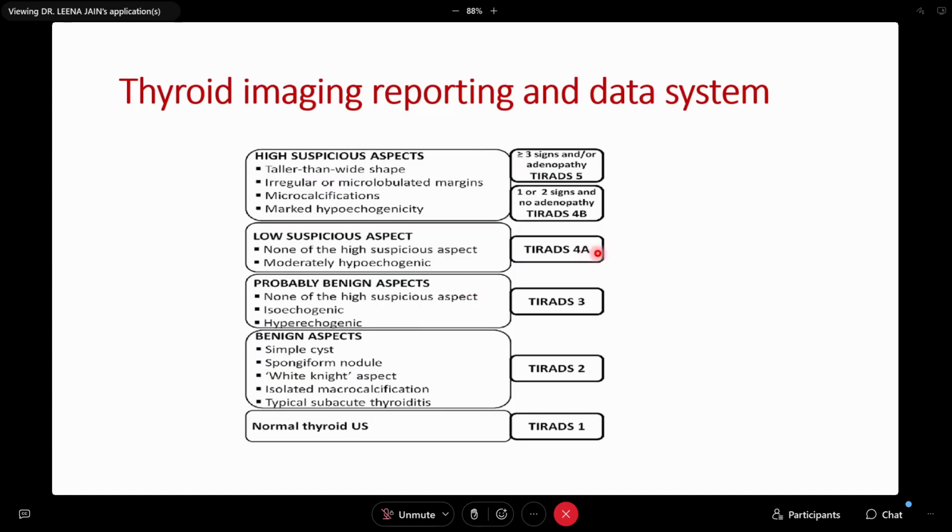Then comes your TI-RADS 4A. In this case, there are no highly suspicious aspects, but moderate hypoechogenicity is there.